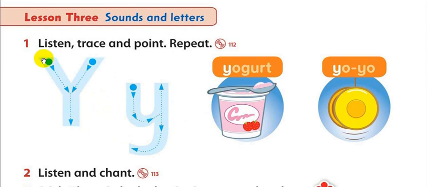We start from the top and make a line down to the right. Like this. Then we go back to the top and make a line down to the left. Now make one more line to the bottom. That is all.